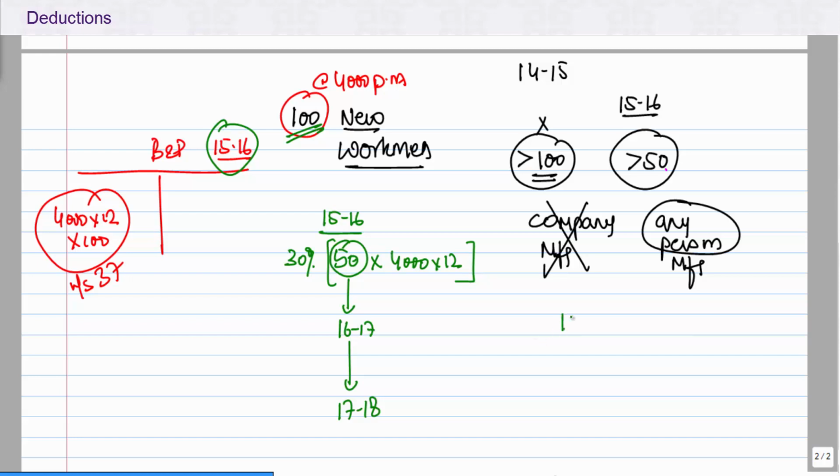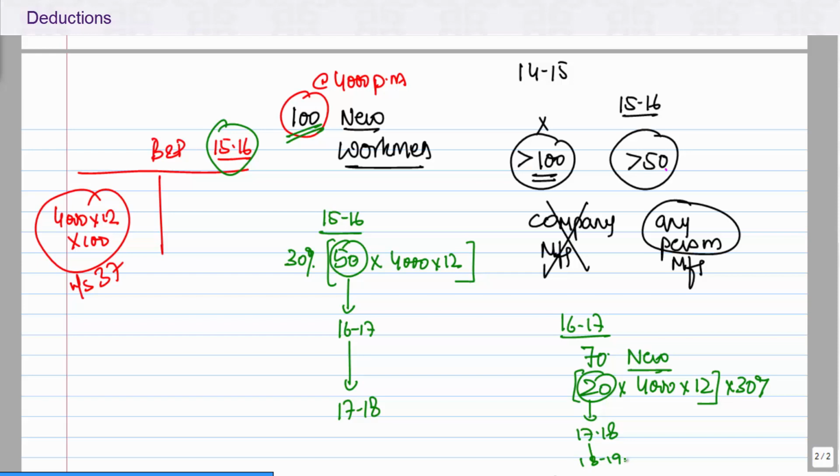Now in the year 16-17, let's say he employs another 100. Okay, let's change 100 over here. Let's say he employs another 70 new. Now in excess of 50 we have 20 here. Again we are assuming 4,000 into 12. This is the deduction he will get into 30%. And for these 20 he will get 16-17, 17-18 and 18-19. That in the very simple terms is the deduction of 80JJAA.